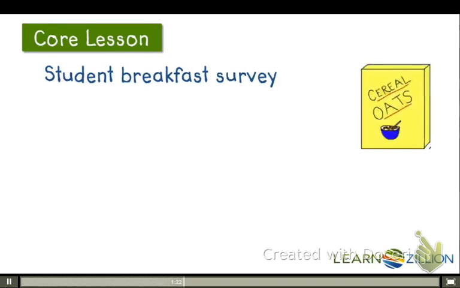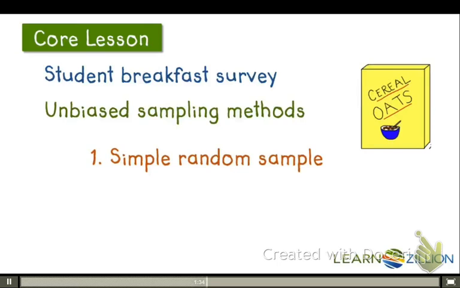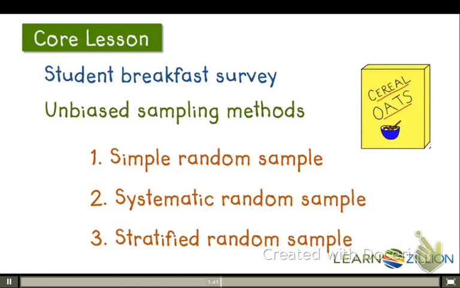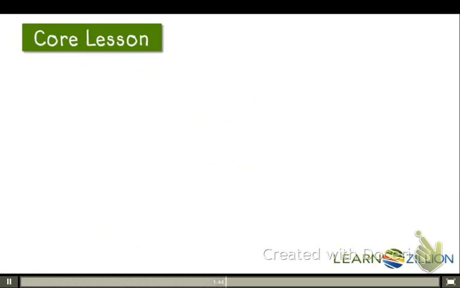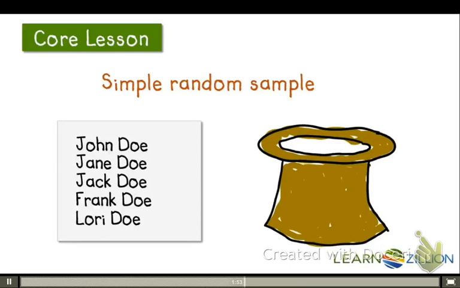Let's look at a student breakfast survey, where students were asked what they ate for breakfast each day of the week. There are three main types of unbiased sampling methods that can be used for this type of survey: a simple random sample, a systematic random sample, and a stratified random sample. Let's take them one at a time. A simple random sample is when names are picked at total random, for example, out of a hat. This can also be done by computer.